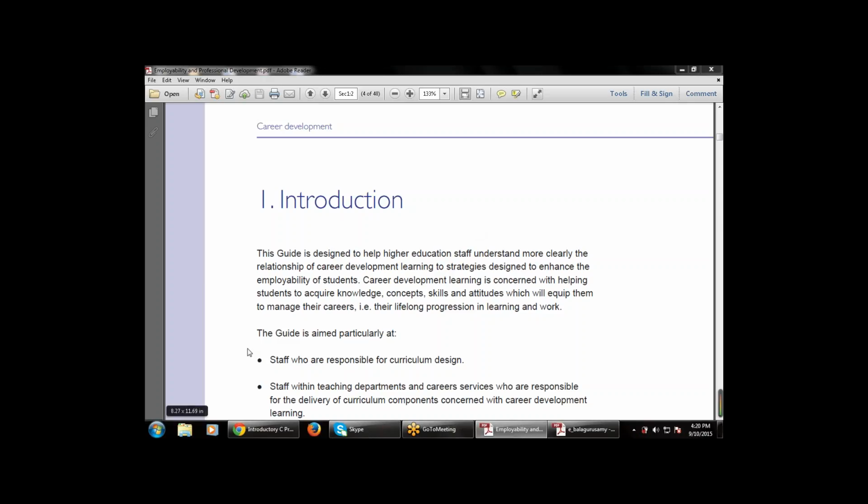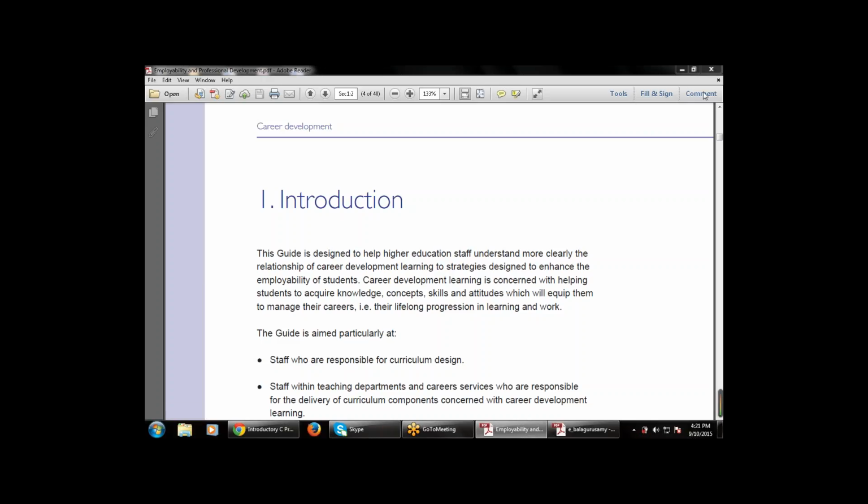Then we discussed the introduction to employability and professional development, that is why there is a need for the development of the professional, and how to build the development skills, or the employment skills, which are part of the development criteria, that is career development.